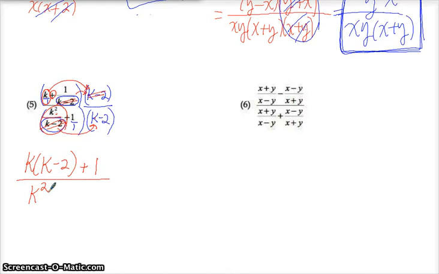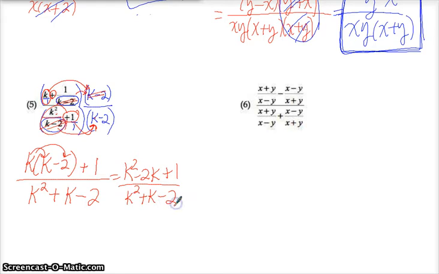And then I can't see, is that a minus sign or a plus sign right there? Just wanted to make sure. So then I have a plus sign, and I put plus 1 times k minus 2. Well, 1 times k minus 2 is just k minus 2. So obviously my numerator is going to distribute. I'm going to get k squared minus 2k plus 1 in my numerator, and I have in my denominator k squared plus k minus 2.